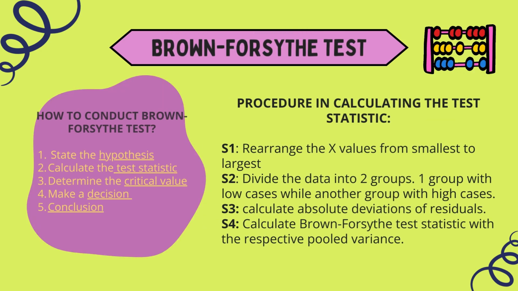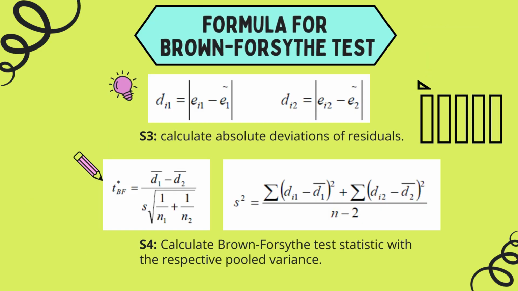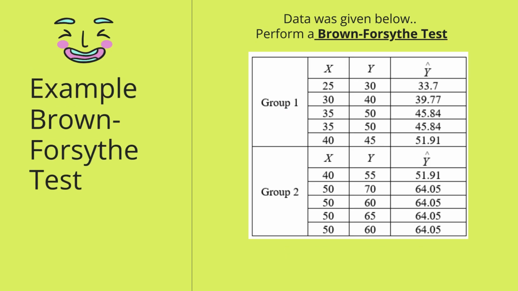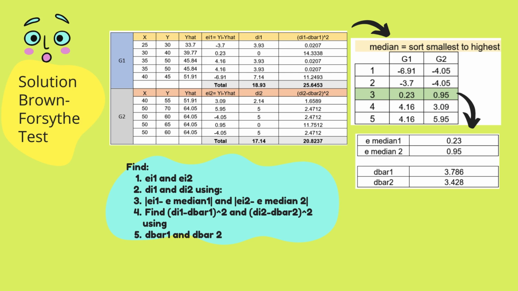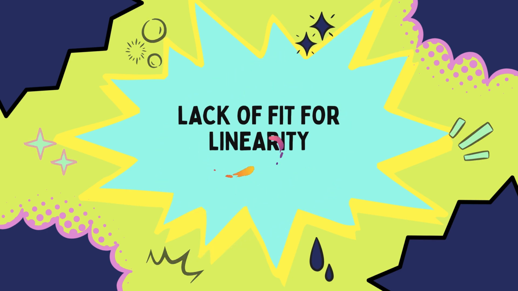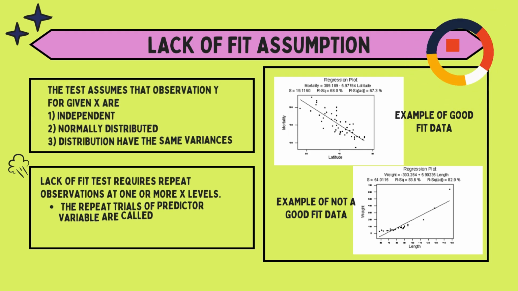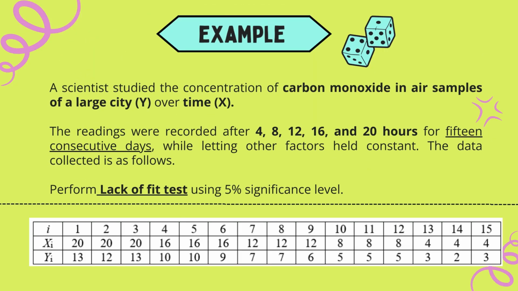These are the procedures in conducting the Brown-Forsythe test. These are the formulas and the example with the solutions. In addition, the lack of fit test can be used when the observations are repeated at one or more levels of x. These are the formulas, and the example with the solutions is given as follows.